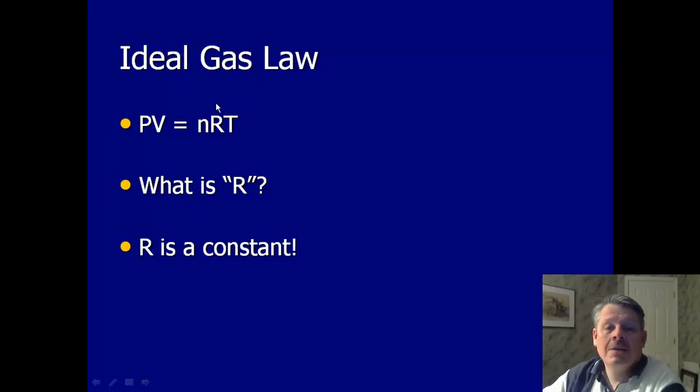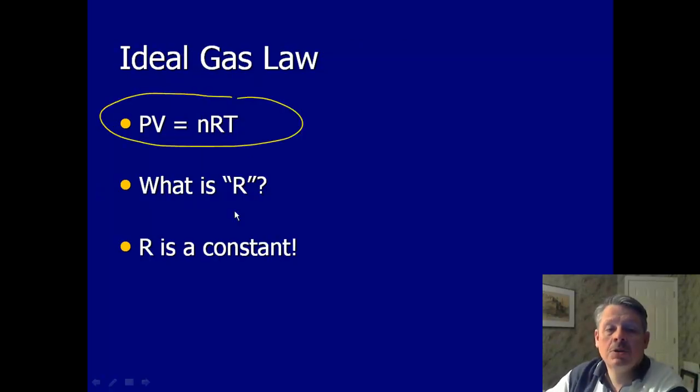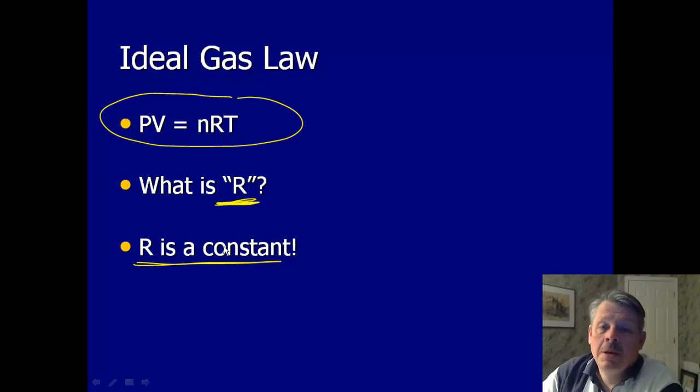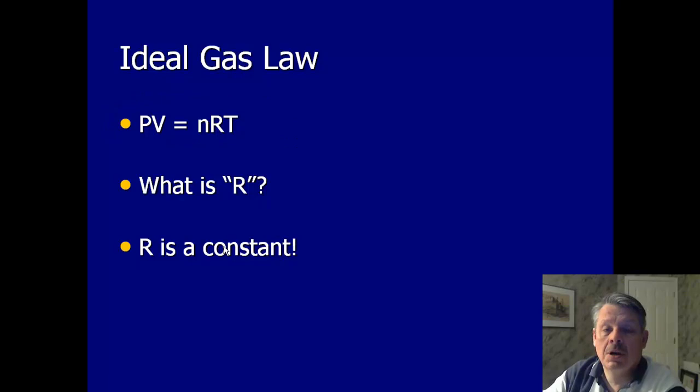So our ideal gas law, again, is PV equals nRT. What in the world is R? Well, R is something called the gas constant. It never changes. Now, it is dependent upon what units you're in, but it doesn't change over time.